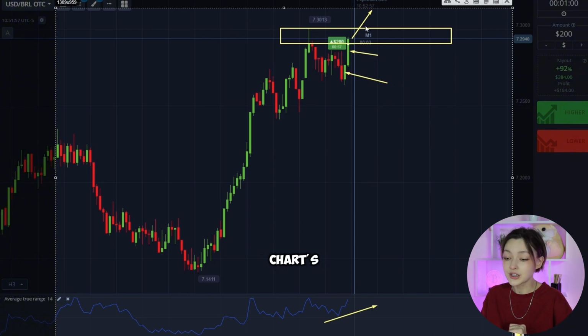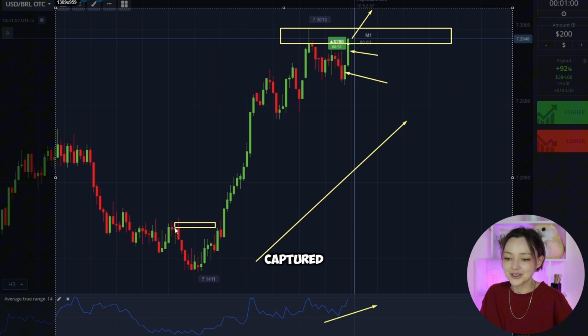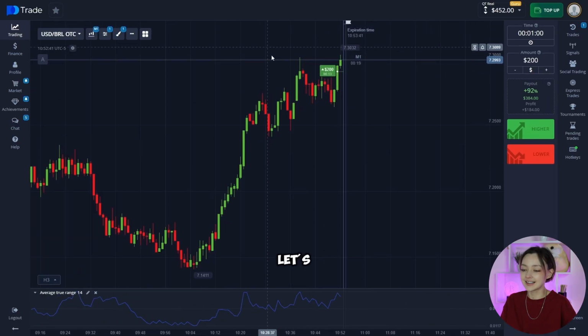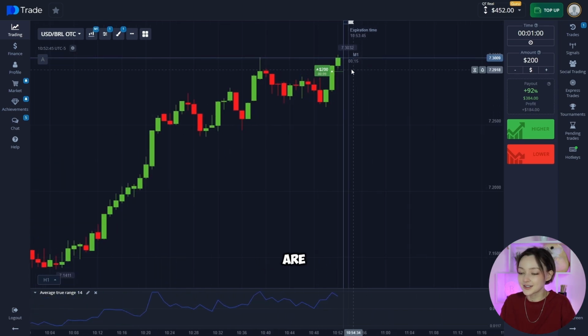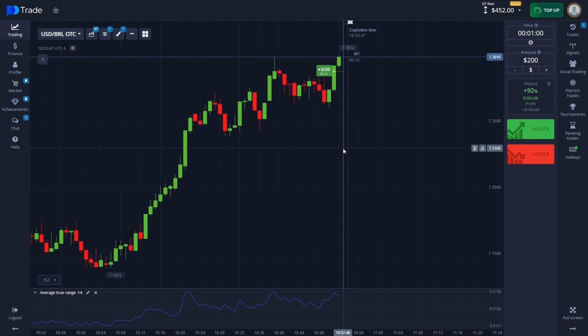If we look at the chart's history, we can see a nice uptrend where each successive high gets higher than the previous one, which once again confirms our entry point. As we can see, the level has already been updated. We captured a nice motion, and I think this trade will close in a profit. Let's see how it goes. Literally a few seconds are left.